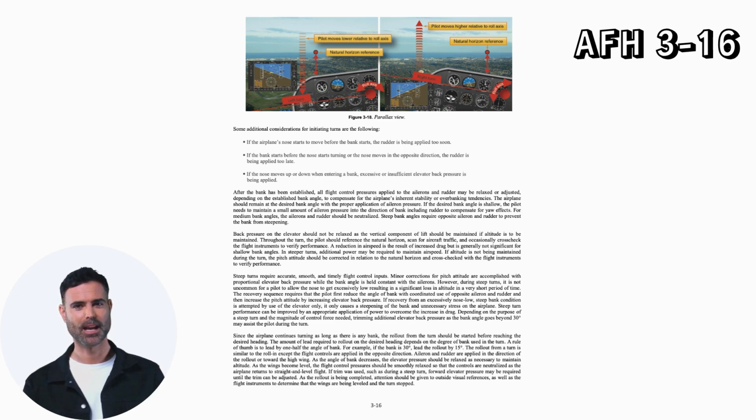A reduction in airspeed is the result of increased drag, but is generally not significant for shallow bank angles. In steeper turns, additional power may be required to maintain airspeed. If altitude is not being maintained during the turn, the pitch attitude should be corrected in relation to the natural horizon and cross-checked with the flight instruments to verify performance.